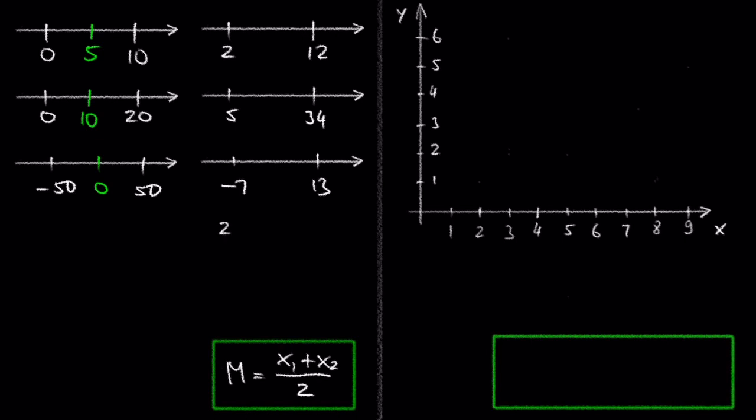So 2 and 12 is 14, and 14 divided by 2 is 7. 5 plus 34 is 39, and 39 divided by 2 is, let's say, 40 divided by 2 is 20, so 39 divided by 2 is 19.5.